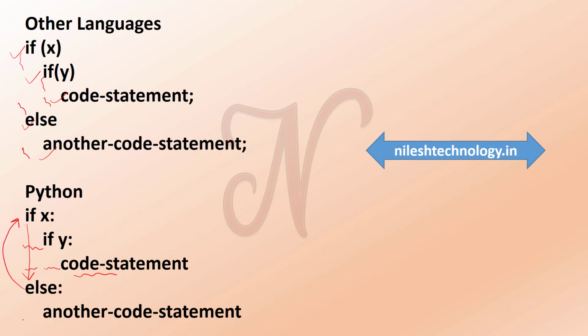Else colon, then one indentation. This is my else code. If I use one indentation in front of this else, then this else belongs to the inner if. So spaces matter in Python syntax. Remember this.